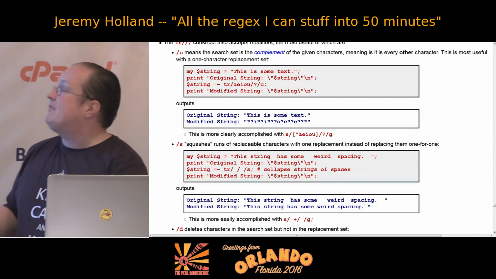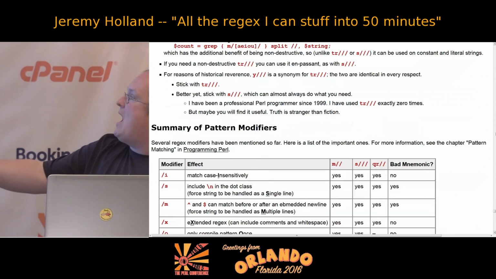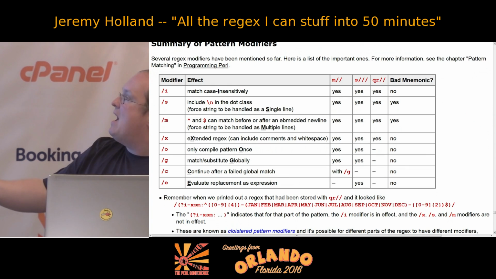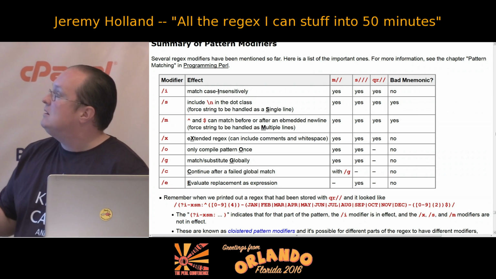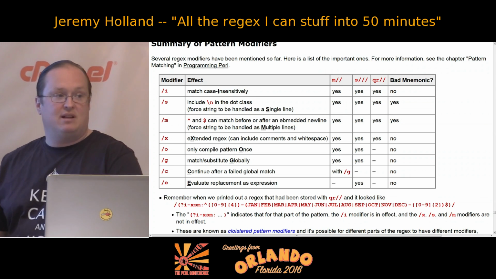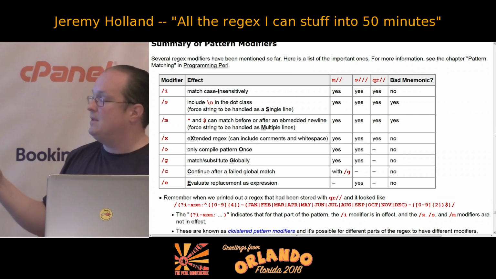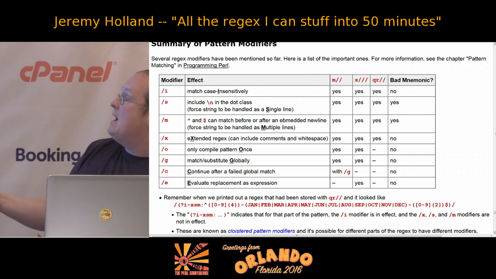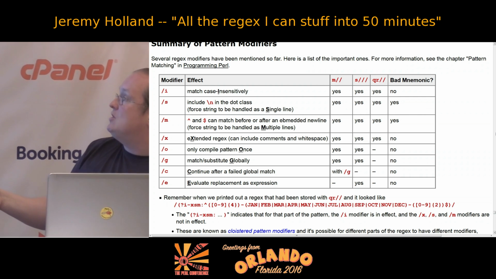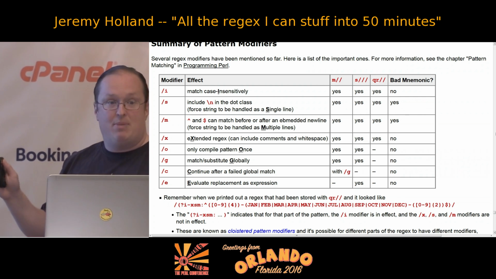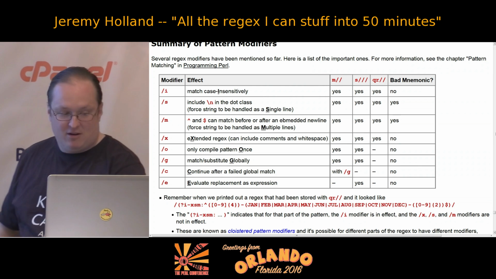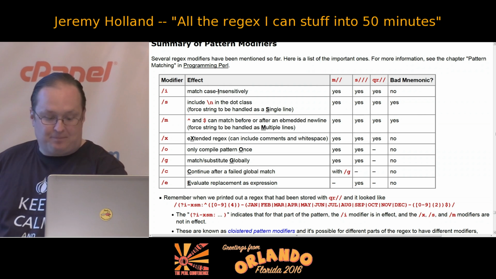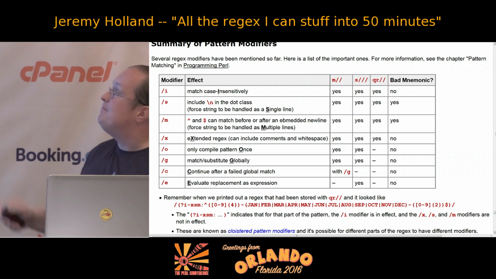Quick summary of the pattern modifiers that we've talked about. /i means match insensitively. /s all it really does is include \n in the dot class, which may be useful if you're looking at a large line of text that represents a whole file. /m means that caret and dollar match based on embedded newlines. /x is extended regex. /g is match globally, and then there are some other modifiers which we're not going to talk about right now.